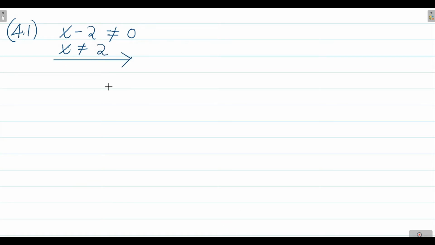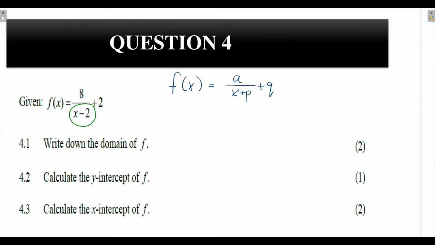And therefore our final answer: x is an element of real numbers. So the domain is x is an element of real numbers, however, x cannot be equal to 2. So that is our domain. Question 4.2. Calculate the y-intercept of f.